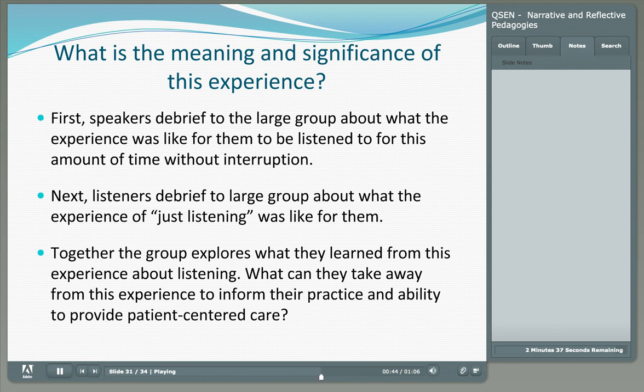Then you might have the speakers and listeners together explore what they've learned about listening. What can they take away from this experience to inform their practice and their ability to provide patient-centered care? What new insights do they have about listening and its importance in terms of patient-centered care?